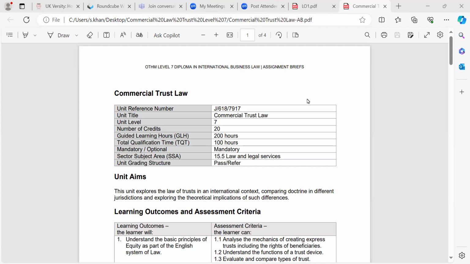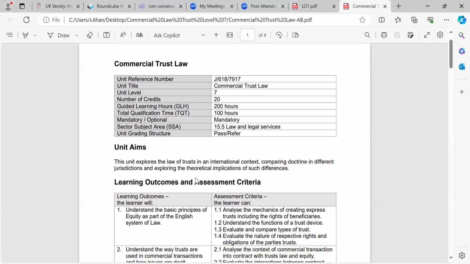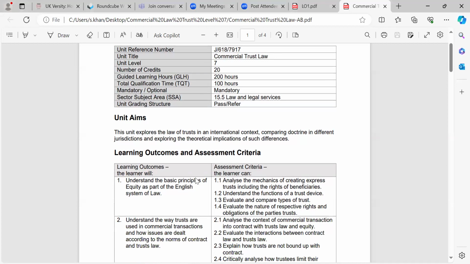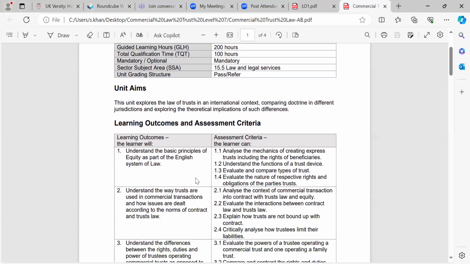So the unit reference is J6187917. The unit title, as I mentioned, is commercial trust law, and it's a level 7 unit, 20 credits, and it's OTHM level 7 diploma in international business law. And the unit aim is to explore the law of trusts in an international context, comparing doctrine in different jurisdictions and exploring the theoretical implications of such differences.